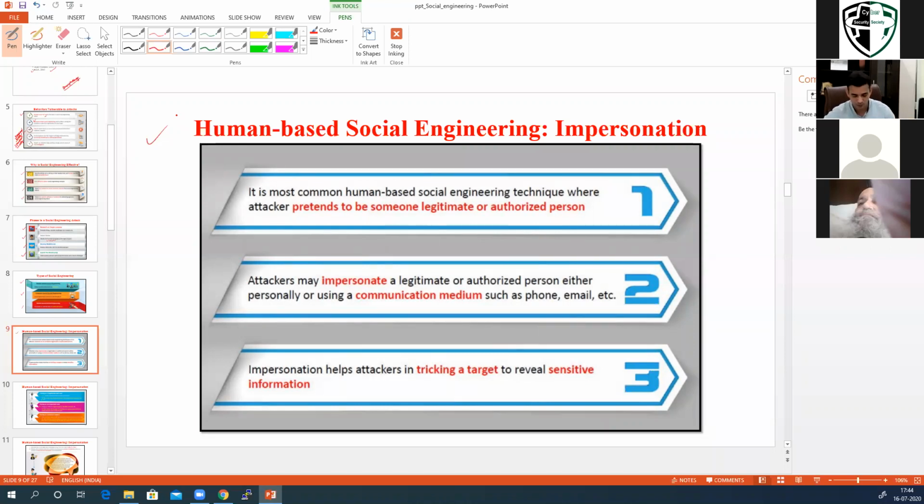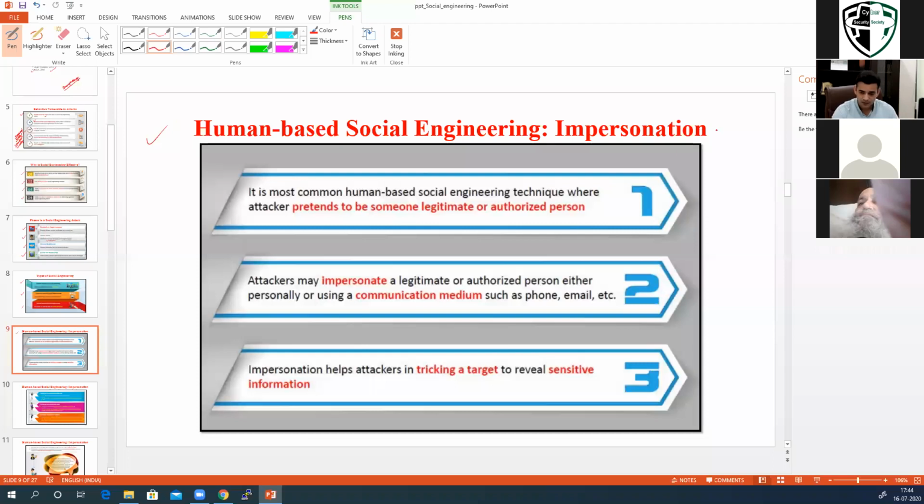So what is impersonation, or impersonating? It is basically what you call a human-based social engineering technique, and it basically means pretending to be someone or something. You are pretending, but you are actually not that entity. So impersonating in social engineering is an attacker pretending to be a legitimate user, or pretending to be an authorized person. You are pretending, but you are not such a person.